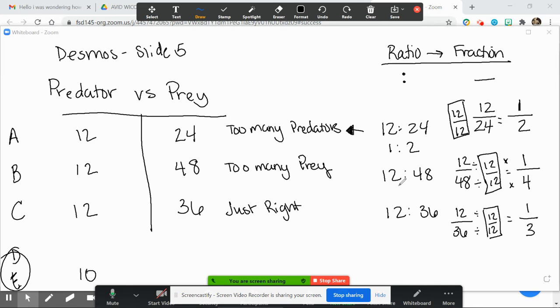Okay, so let's look at the one where there's too much prey. So it's a 1 to 4. We reduce that. They're equivalent, equal. 12 48ths was equivalent to 1/4. Okay, that means for every one predator, they get 4 prey. So if we think of maybe like a 1-year-old child, if we give them 4 chicken nuggets, they may not be able to eat all 4.